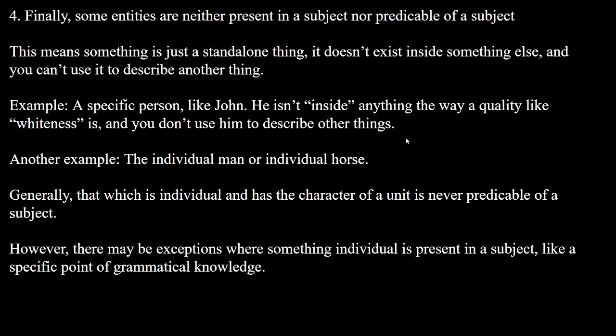Fourthly, some entities are neither present in a subject nor predicable of a subject. This means something is just a standalone thing. It doesn't exist inside something else, and you can't use it to describe another thing. An example is primary substances, which is a specific person like John. He isn't inside anything the way a quality like whiteness is, and you don't use him to describe other things. Another example is the individual man or individual horse.